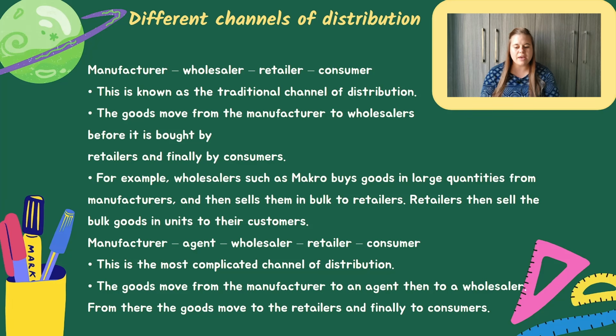Then we have manufacturer, agent, wholesaler, retailer, consumer. This is the most complicated channel of distribution. It's also, if you notice, one of the longest, which means it could be expensive pricing because we're adding all the intermediaries in between. The goods move from the manufacturer to the agent, then to the wholesaler. From there, the goods are then moved to the retailer, and then only finally after that, they move to the consumer.